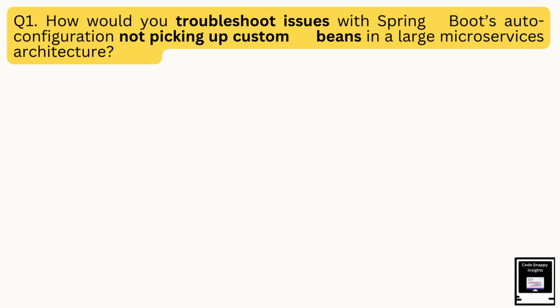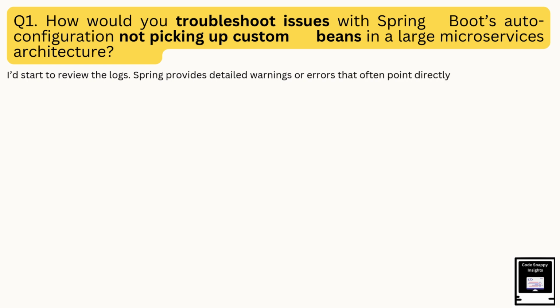Let's start. How do you troubleshoot issues with Spring Boot's auto configuration not picking up a custom bean in a large microservice architecture? Thank you for the question. I would start by reviewing the logs. Spring provides detailed warnings or errors that often point directly to the root cause.